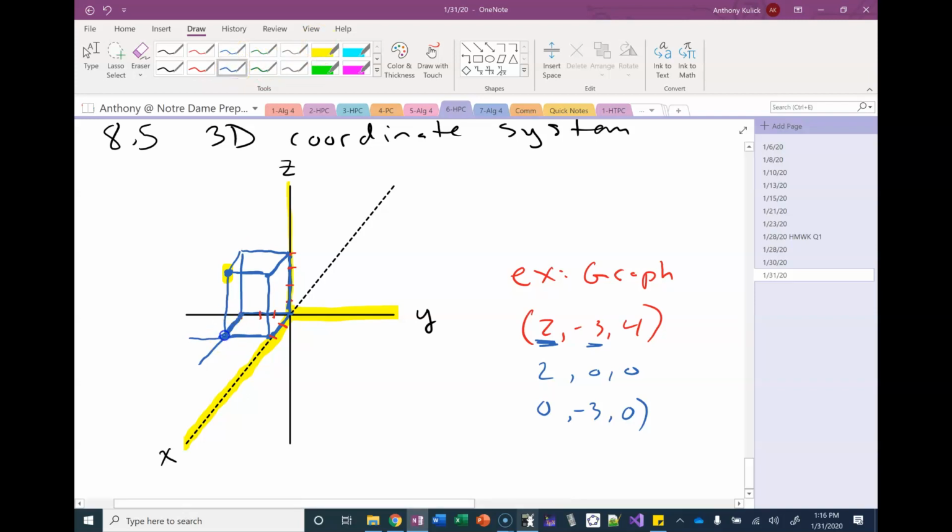So this point down here is 2, -3, 0. So we have to go 4 units up to get to this point, 2, -3, 4. So this is like 2 this way, 3 that way, and 4 that way. Kind of see that now is what we tried to do.